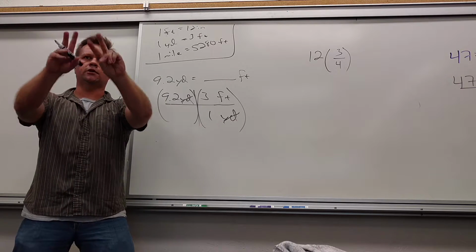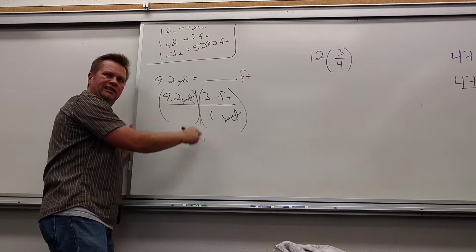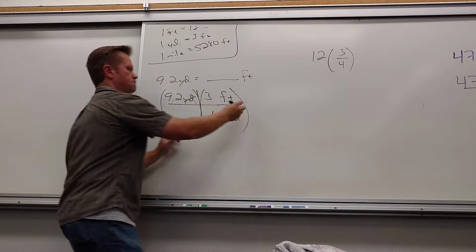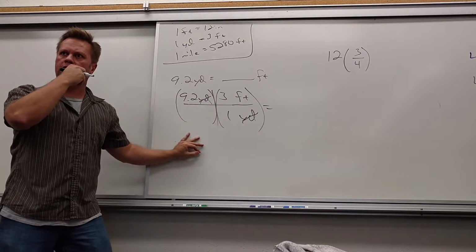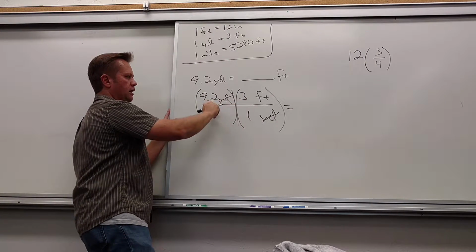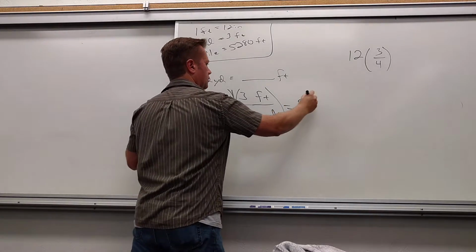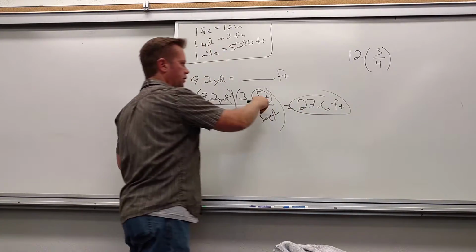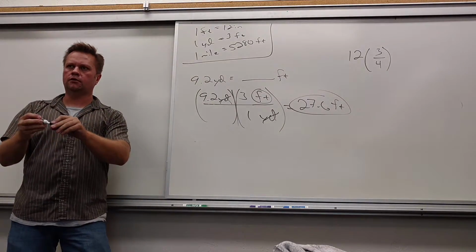So let me do 2 things. Let me do another problem just like this, and then let me explain what's happening in the background a little bit more explicitly, right? So real quick, just to finish this one off, 9.2 times 3, 27.6 feet. That was the winner. That's the one that left alive, right?